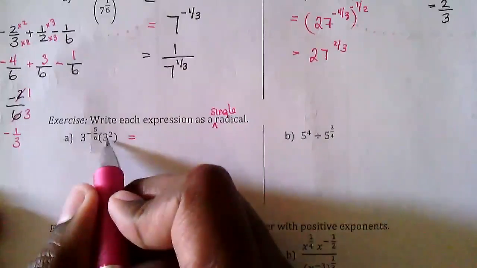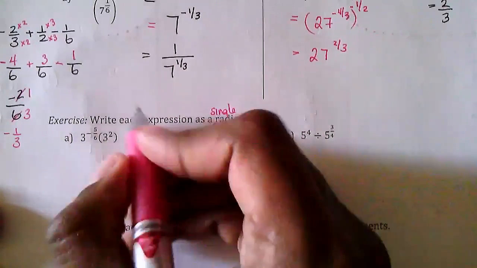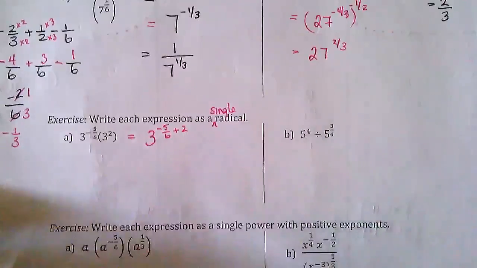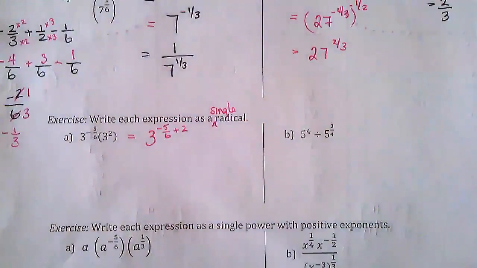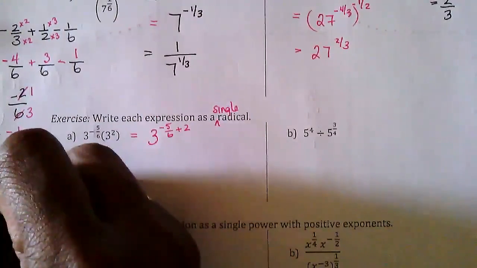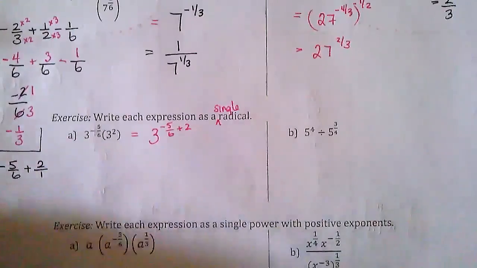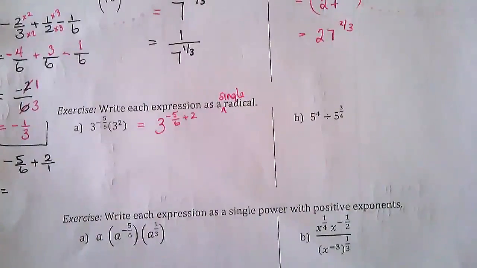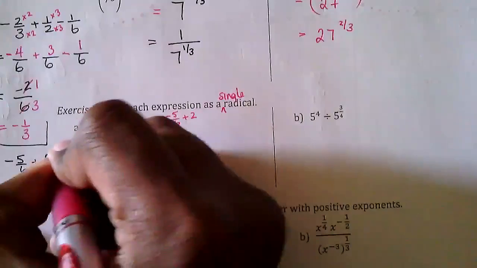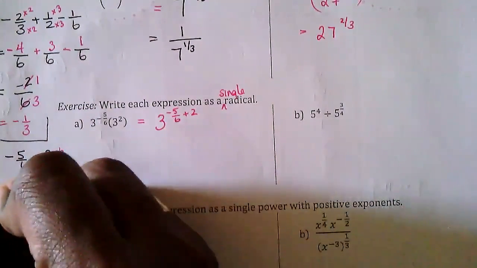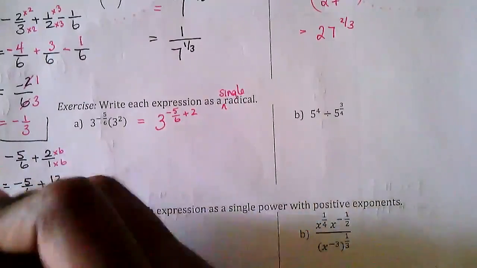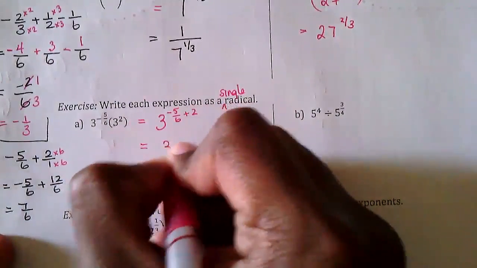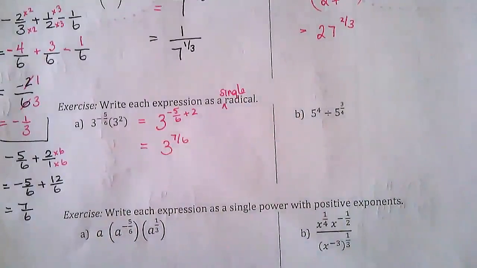So here we have two powers being multiplied. They're being multiplied, so what we're going to do is keep the base and add the exponents. So negative 5 over 6 plus 2. Again, let's do that off to the side. So we have negative 5 over 6 plus 2, which is the same thing as 2 over 1. We're trying to add fractions, so we need a common denominator. The common denominator will be 6, so I need to multiply the top and bottom here by 6. So I'm left with negative 5 over 6 plus 12 over 6, which is just 7 over 6. So in this case, I'm left with 3 to the power of 7 over 6.